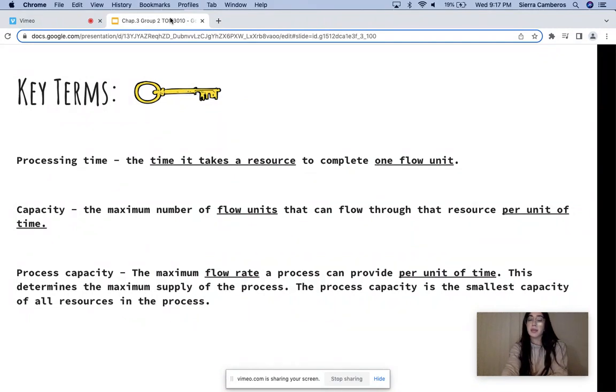And then we have what is known as process capacity, which is the maximum flow rate a process can provide per unit of time. This determines the maximum supply of the process. The process capacity is the smallest capacity of all resources in the process. So just some general key terms there.